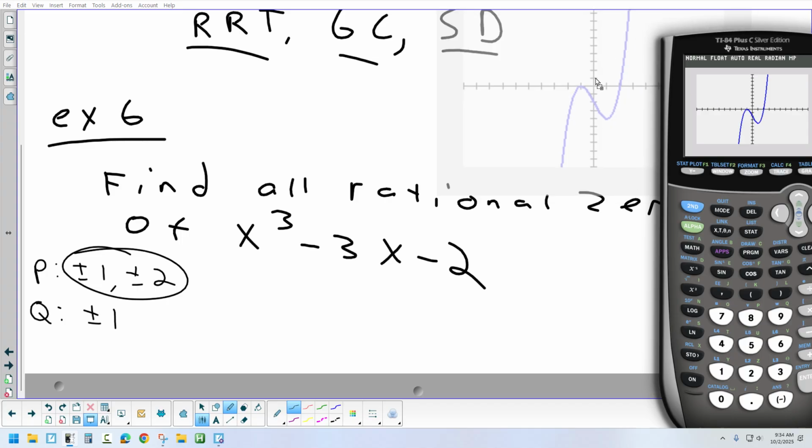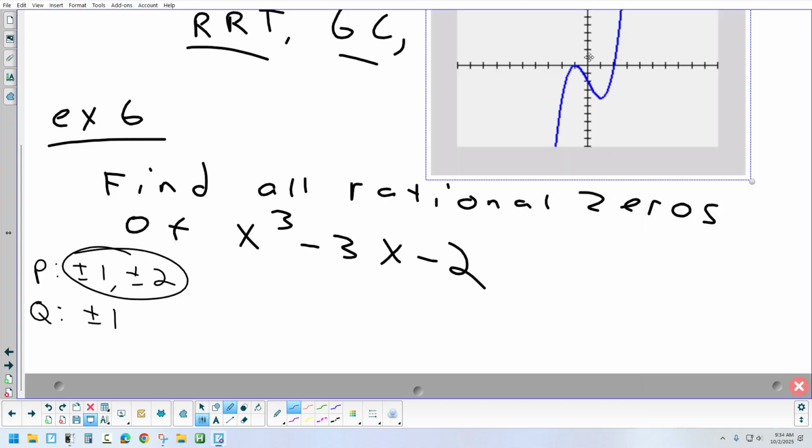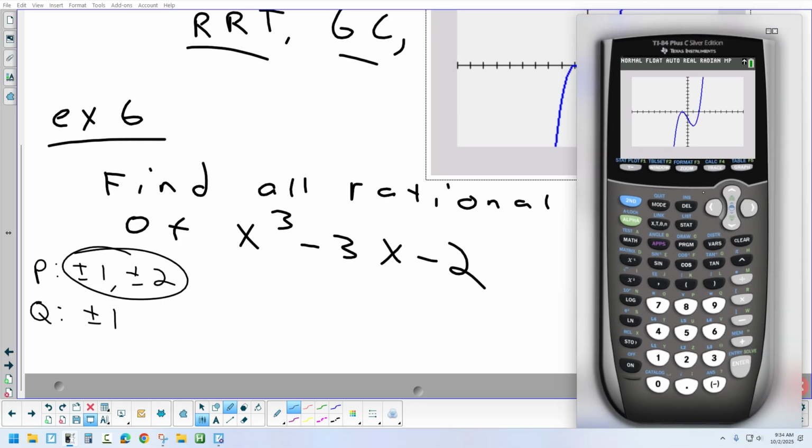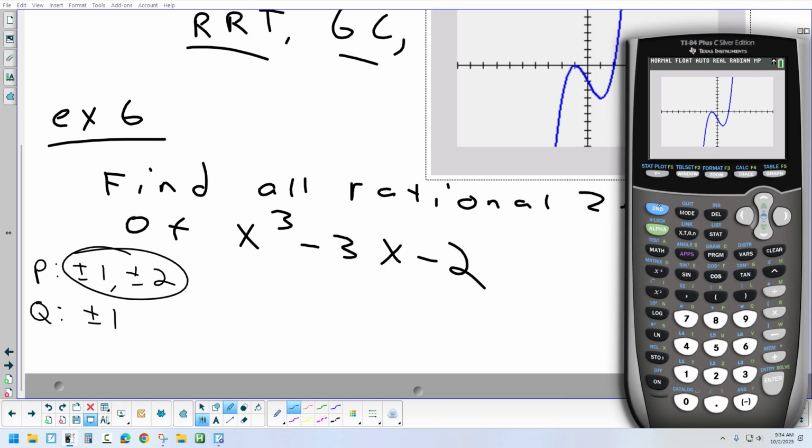Where does it look like this graph could cross the x-axis? Yep. -1. Anywhere else? 2. So let's go to our table. And let's just check them before we actually do it. -1. Yep. 2. Yep. They both work. So -1 is going to be what we call a repeated root. It's a repeated root because it hits it, bounces away from it, and then goes back up again.